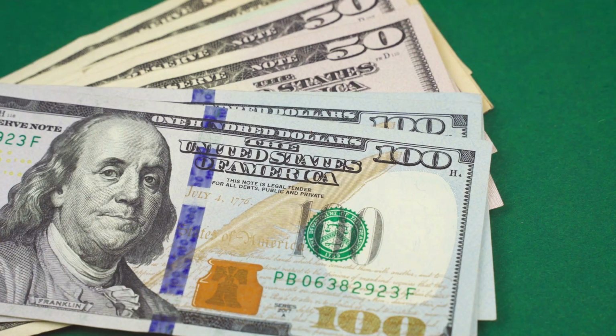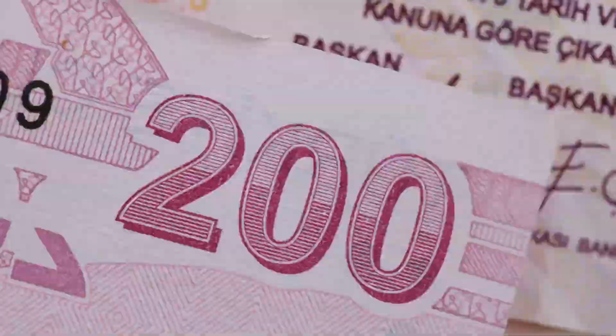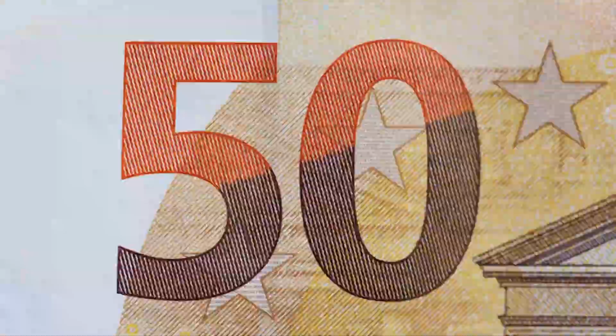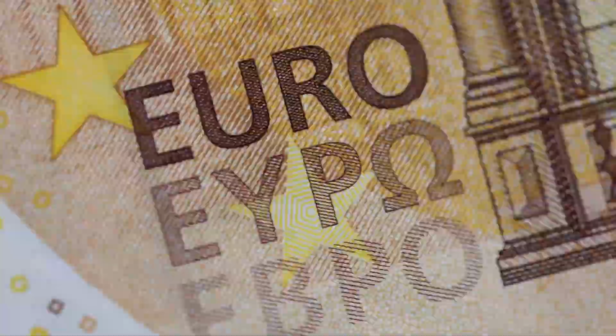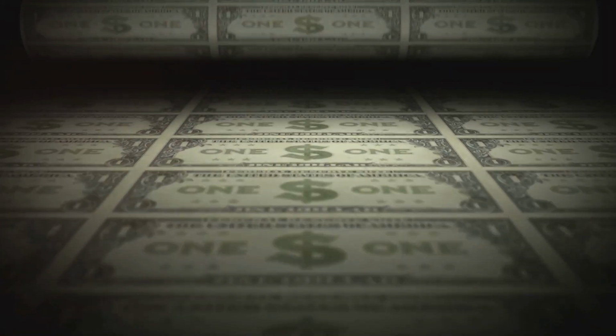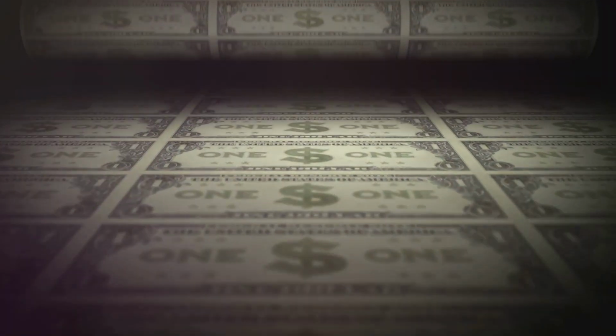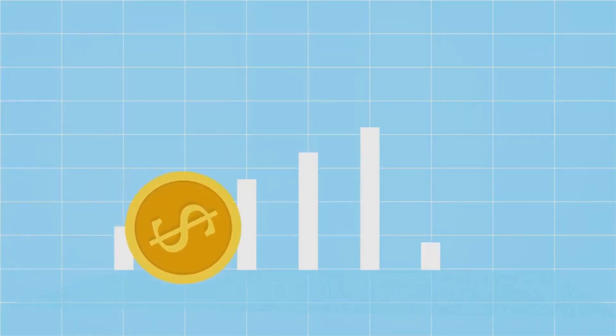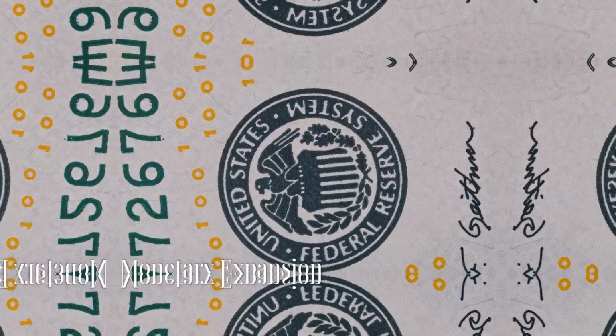The debasement of the US dollar is a complex issue shaped by various economic policies and decisions made by successive US governments. Several key policies have contributed to this process, including monetary expansion, deficit spending, and trade imbalances. Understanding these policies and the administrations that implemented them offers insight into the gradual erosion of the dollar's purchasing power.